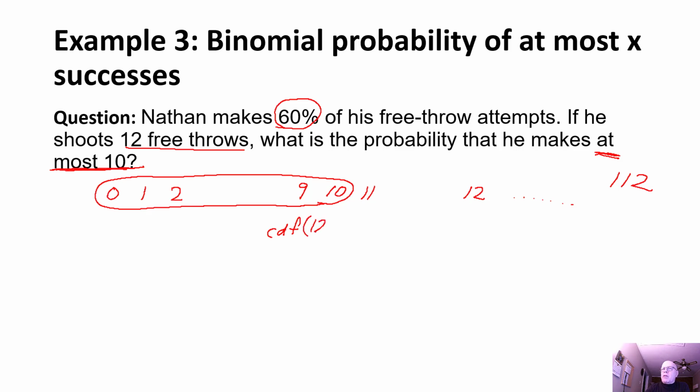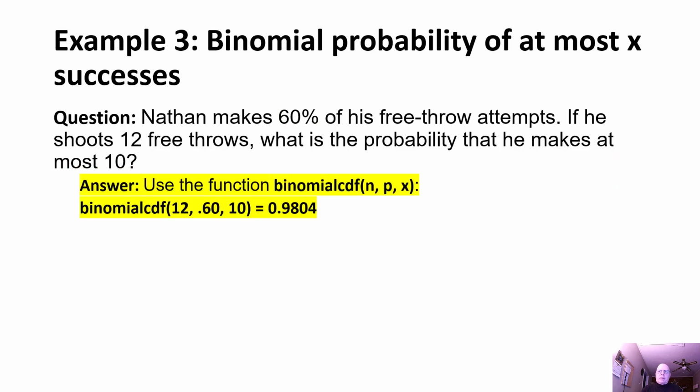We're going to have 12 free throws. We have a probability of 0.6, and we wanted to keep adding those PDFs until it hits 10. There's our answer. Hope you got the same thing.